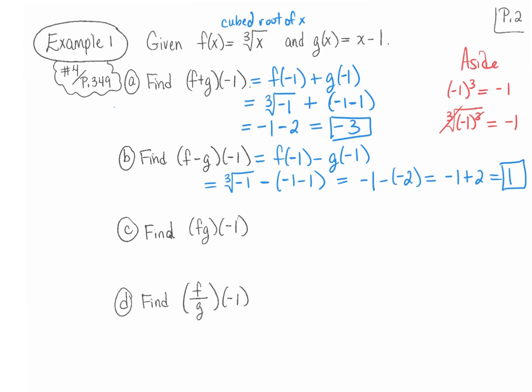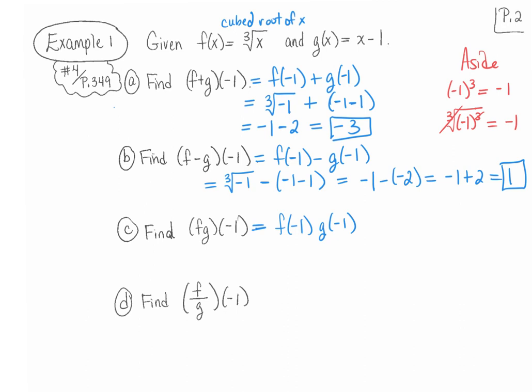Good. So part C. Part C, we want to find f times g of -1. So how do we rewrite it initially? f of -1 times g of -1. Good.